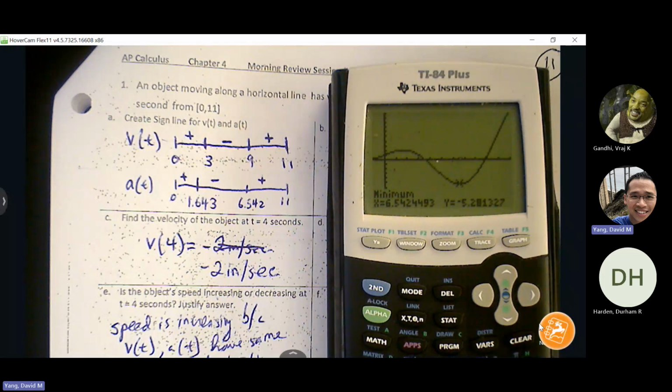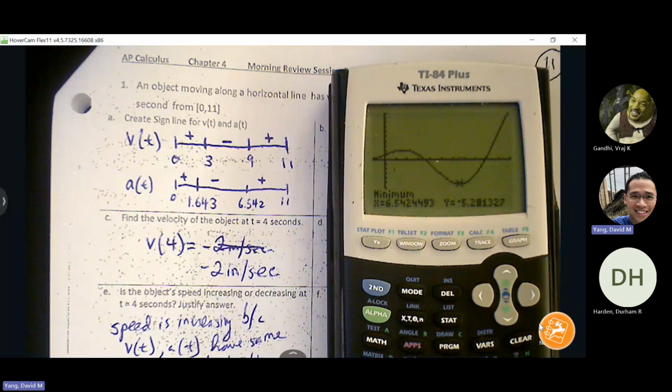Some students put their cursor directly on the relative minimum, and the calculator gets confused and doesn't know what to do. So make sure you pick points on either side of your target and make the calculator do the work for you.